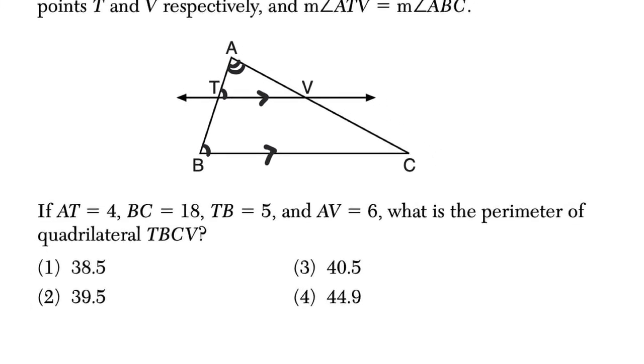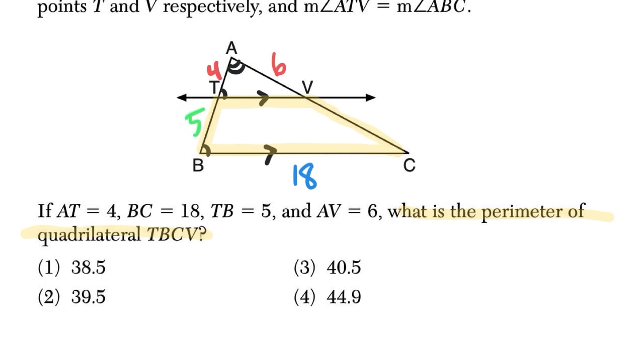And it says if AT is 4, and I'm going to label that right here. So if AT is 4 and BC down here is 18, TB is 5. All right. And then it says AV is 6. It now says our objective. We got to figure out what is the perimeter of this quadrilateral. So we're looking to add up the side lengths of this quadrilateral right here.